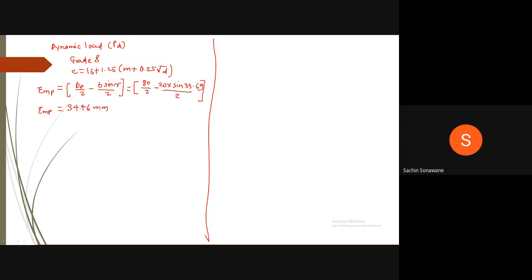Now calculate RMG. RMG is equal to DG divided by 2 minus b cos gamma divided by 2, which is equal to, what is DG? 120 divided by 2 minus 20 into cos of 33.69 divided by 2. Therefore, calculate RMG.